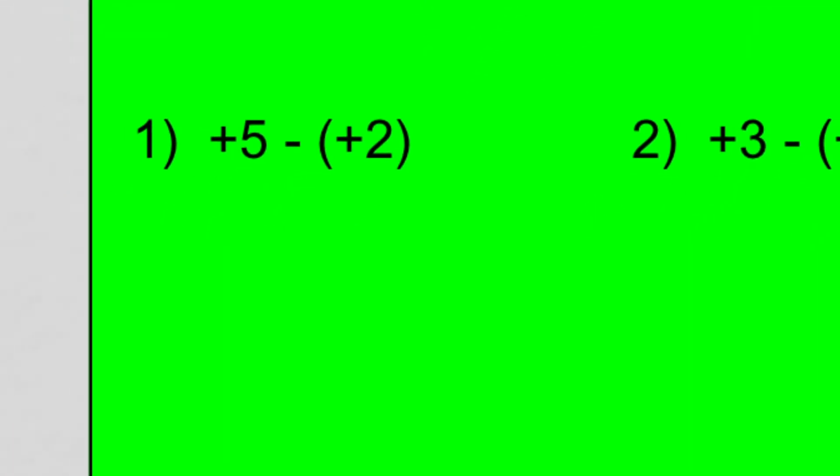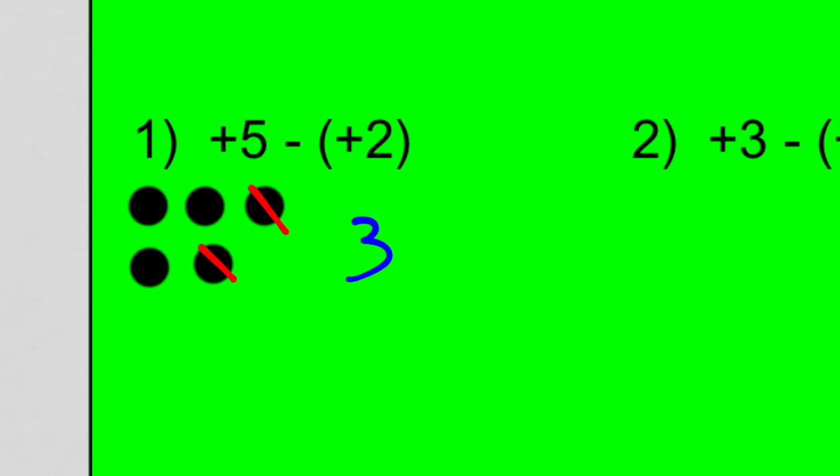So question number 1, we have positive 5 take away positive 2. Starting out modeling this is pretty easy. We model out positive 5s. Then we do what the question says. We want to take away positive 2. So take away 2 positives. And the answer is positive 3. There's 3 shaded left. So really, this is the same as just saying 5 minus 2.